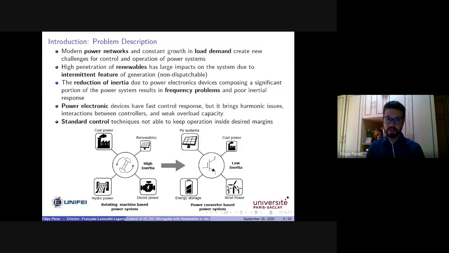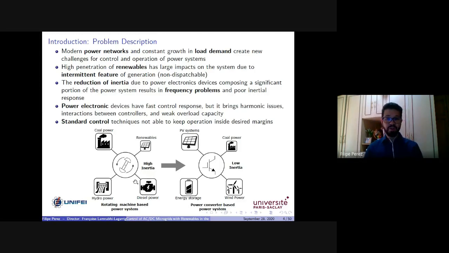So the high penetration of renewables, which have an intermittent feature, relates to voltage and power fluctuations in the grid, and also the introduction of power electronic devices that have a fast control response, but also bring harmonic issues, interaction between controllers, and a weak overload capacity. So this power electronics may bring the reduction of inertia in the system and cause frequency problems, and has a poor inertial response. So in this context, the standard control techniques are not able to keep the operation of the system inside the desired margins of stability.